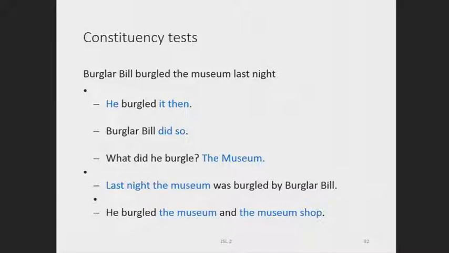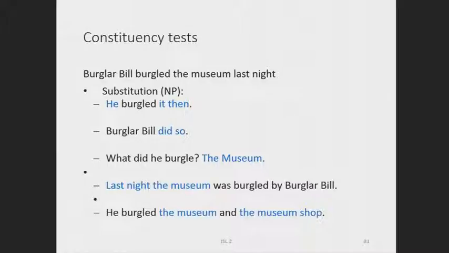Okay, so how about the first one? He burgled it then. What do we do there? Yep, it's the substitution test. So if I want to see if something is a constituent, then I should possibly theoretically be able to substitute it by one proform, by one pronoun. So burglar Bill, he, the museum, it, and when, last night, then. If I can substitute it by one proform, then it's very likely that this is a constituent.